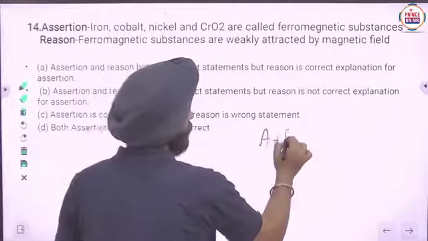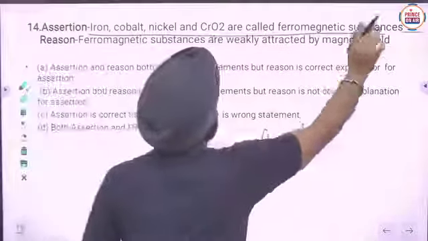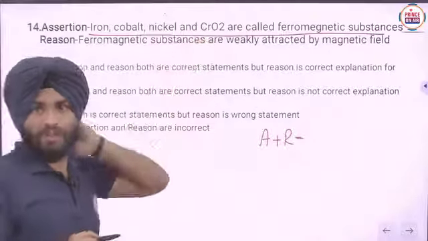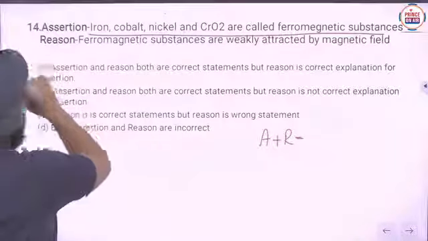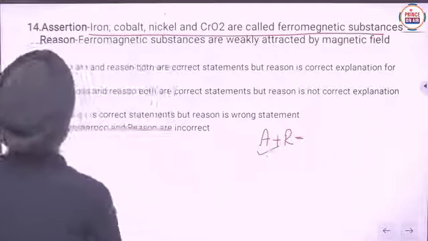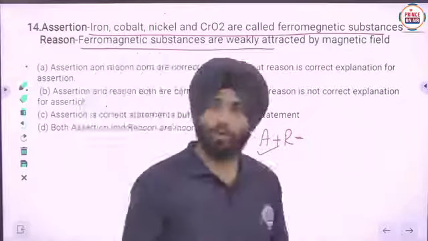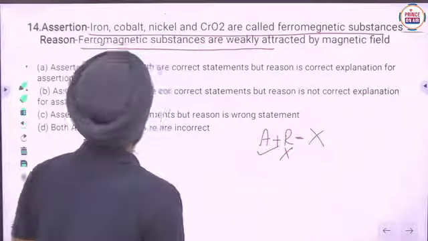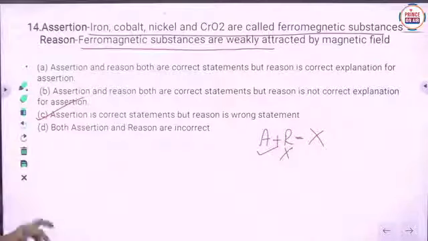Assertion, reason. So here the assertion is correct. Whenever you get these types of example questions, almost 90% of the time the assertion will be right. Ferromagnetic substances are not weakly attracted, they are strongly attracted in a magnetic field. So the reason is incorrect. Option C will be the right one here. Okay, simply we have done that question.